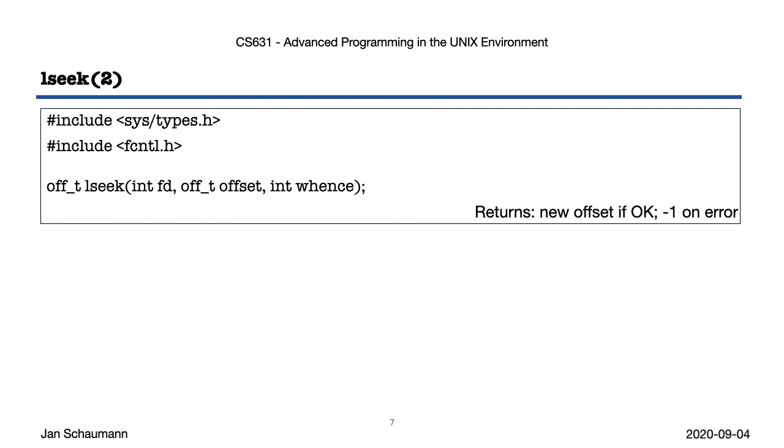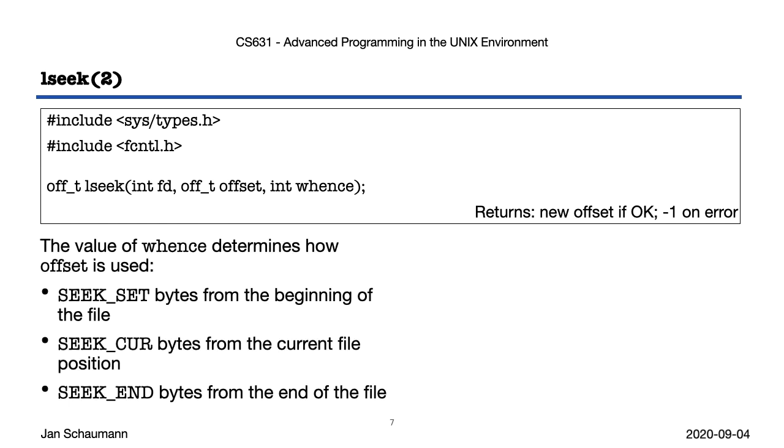lseek, by the way, is called lseek and not just seek, because it used to return a long int prior to being switched to returning an abstract data type, an off_t. Anyway, so lseek takes a file descriptor, an offset to move the offset by, as well as a third argument, whence. This value whence determines how the offset is used.